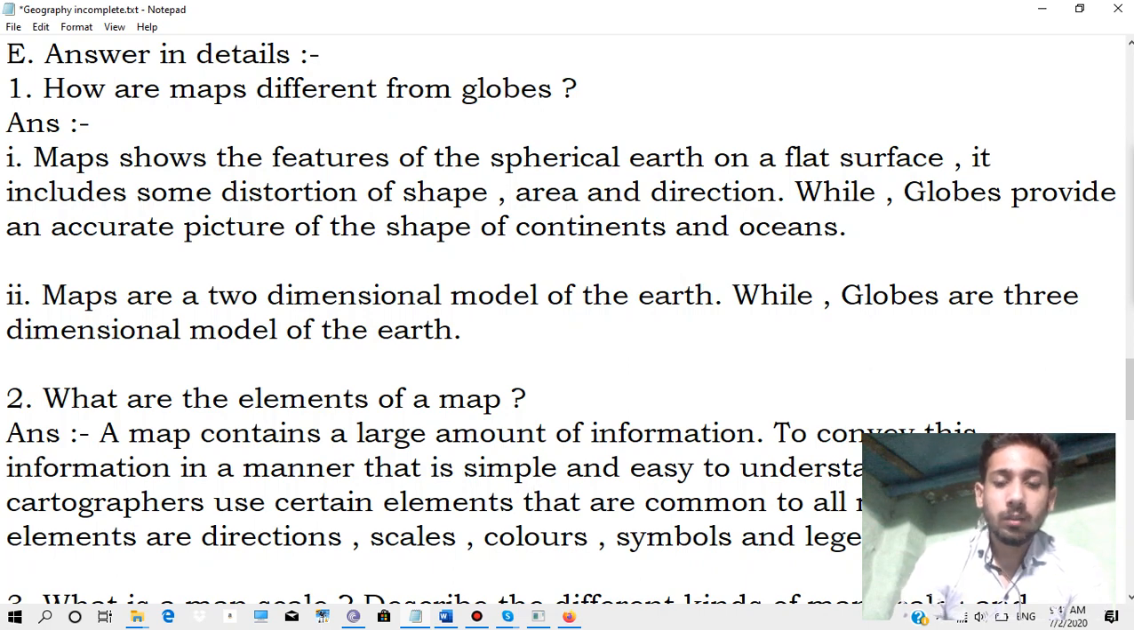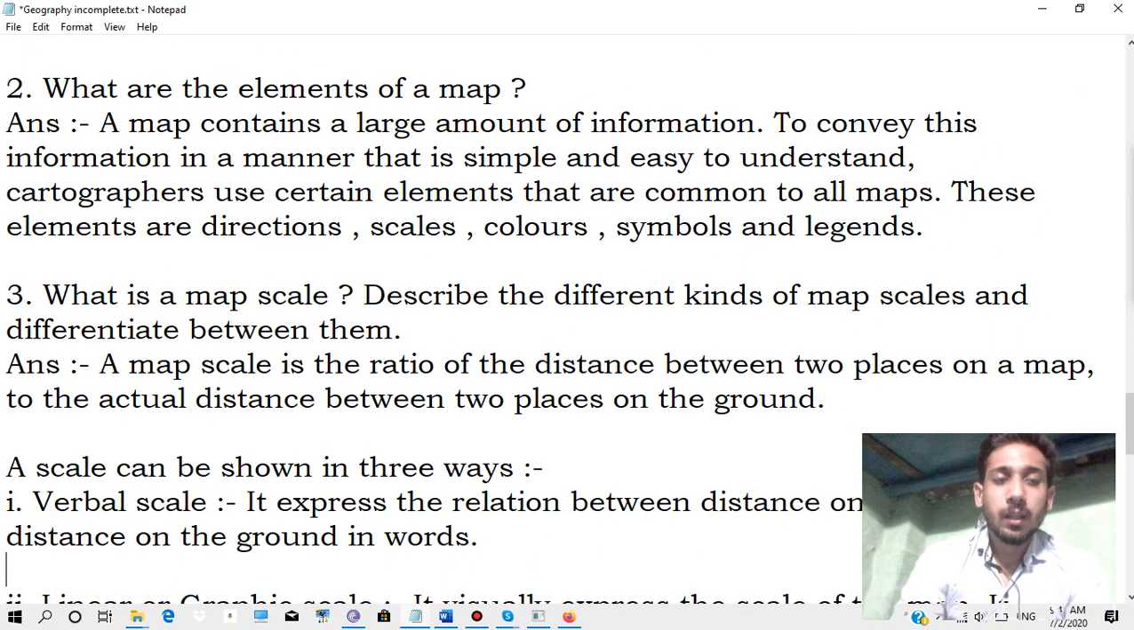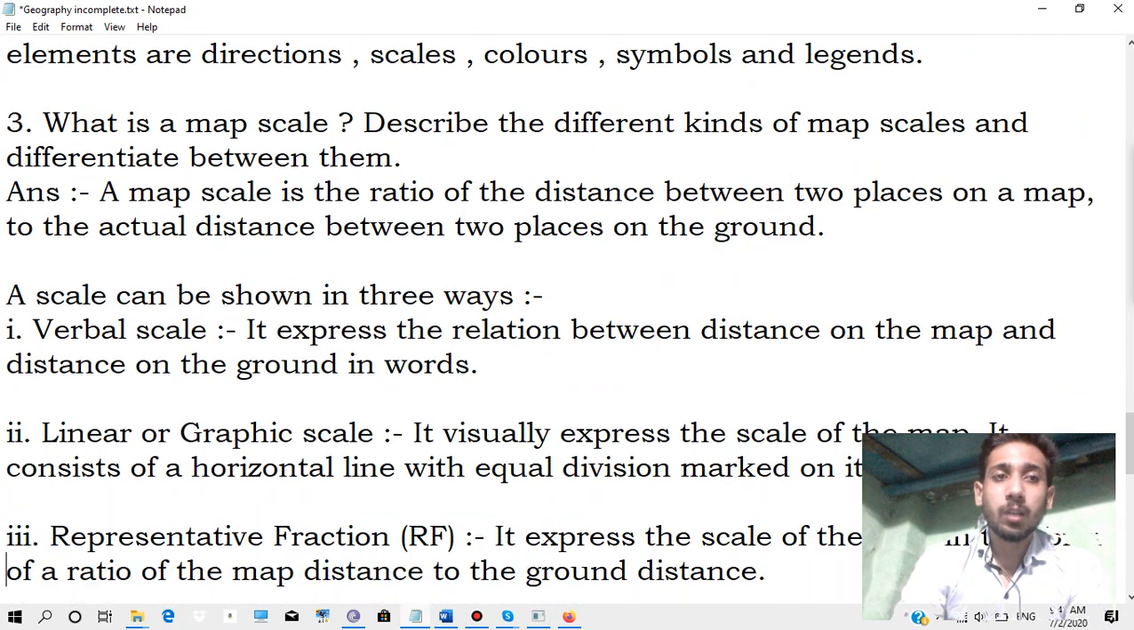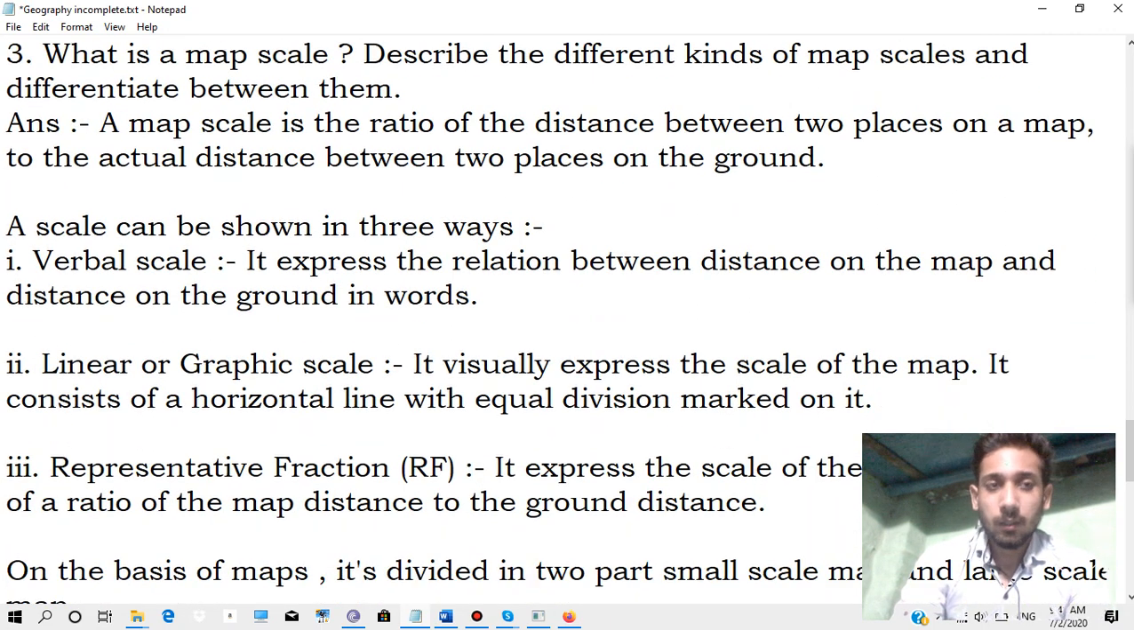Thereafter we will go for our third question, and it is a very important one. So mark it as important, because map scale is a very important thing while reading a map. So basically, what is a map scale? Map scale is the ratio of the distance between two places on a map to the actual distance between two places on the ground. If we take a map and have a look at it, we can see that the distance between Delhi and Mumbai is approximately 6 to 7 kilometer, I mean 6 to 7 centimeter.